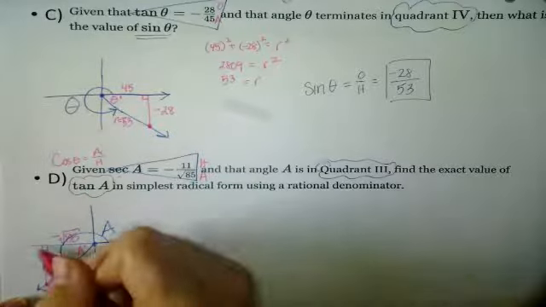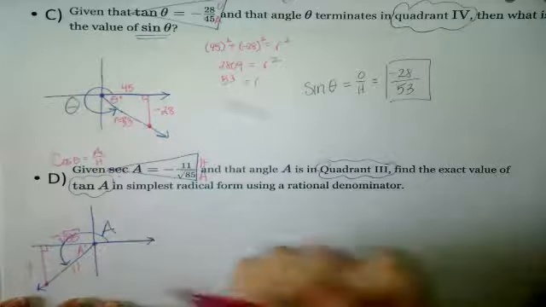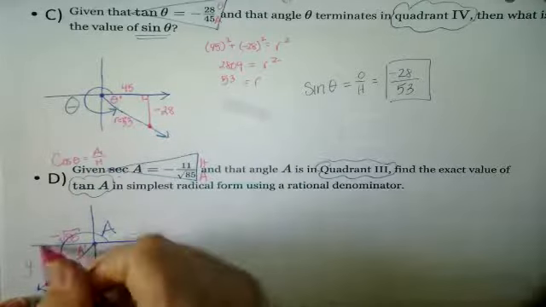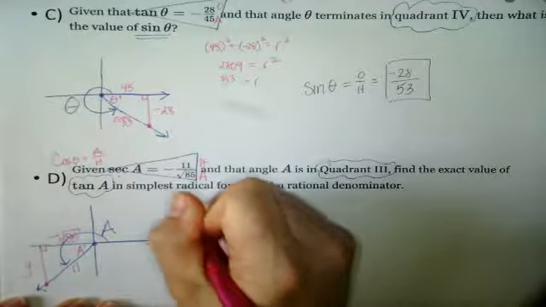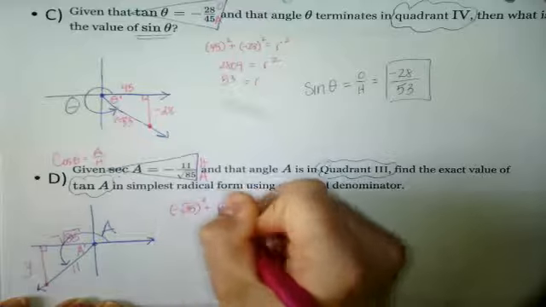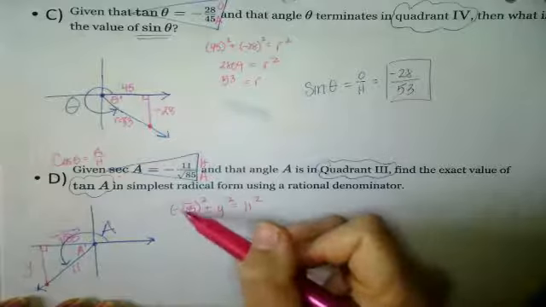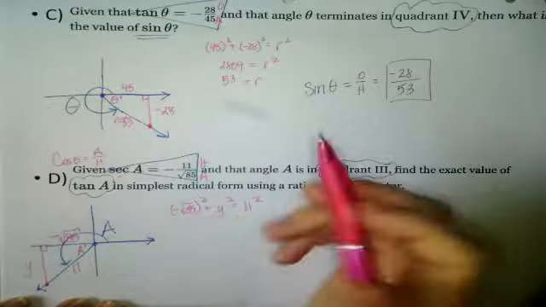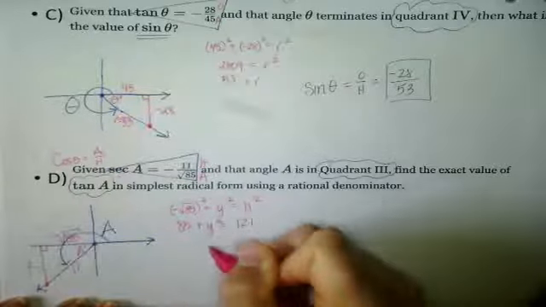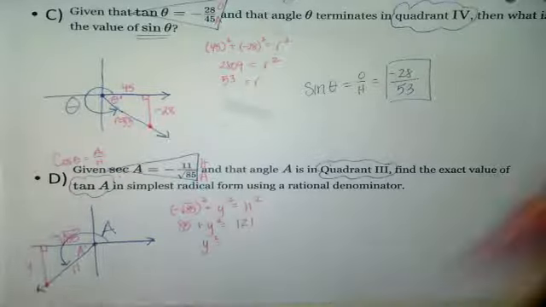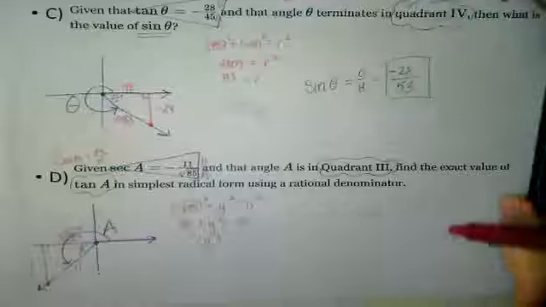All right, so now we need to find this third side. And since it's a vertical, I'm going to call it y. Like this is the x, and this would be the y direction. All right, so leg squared plus leg squared equals the hypotenuse squared. Negative radical 85 times negative radical 85 is 85. Equals 121. 121 minus 85 is 36.